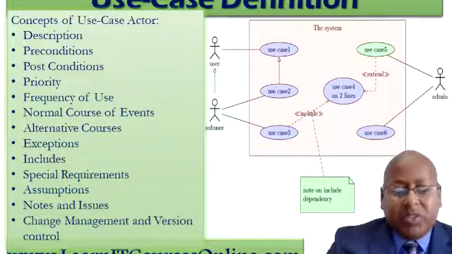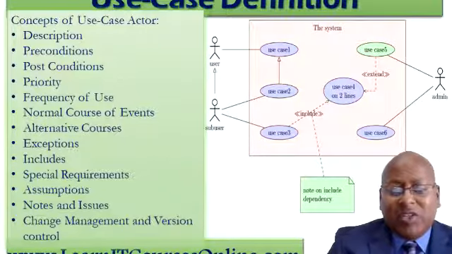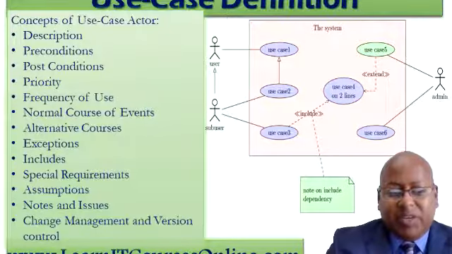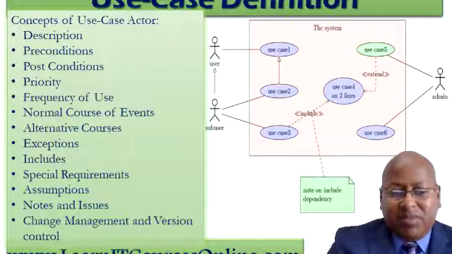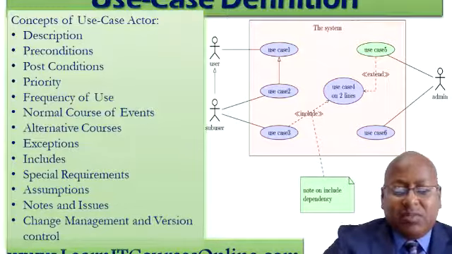Next, includes. List any other use cases that are included by this use case. Common functionality that appears in multiple use cases can be split out into a separate use case that is included by the ones that need that common functionality. Special requirements. Identify any additional requirements, such as non-functional requirements, for the use case that may need to be addressed during the design or implementation. These may include performance requirements or other quality attributes.